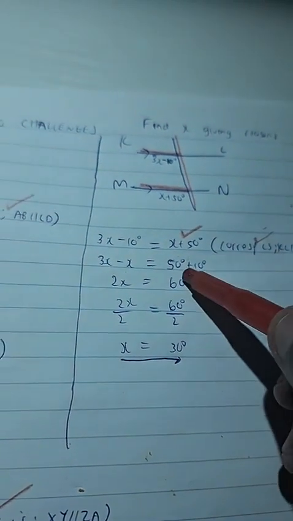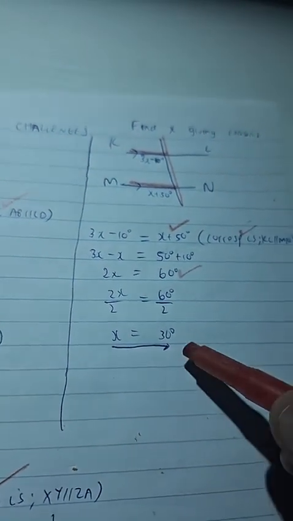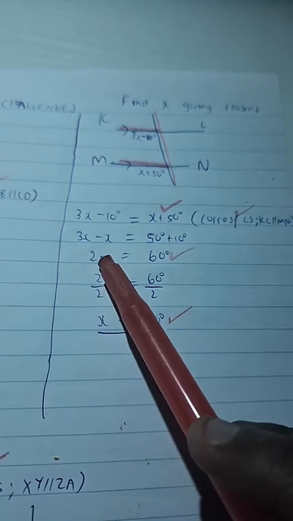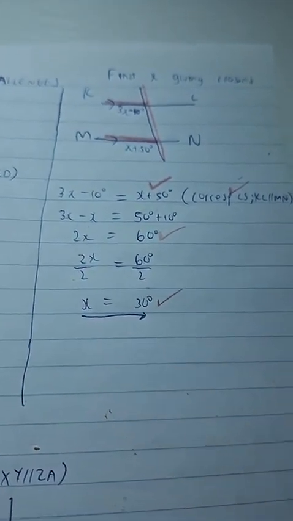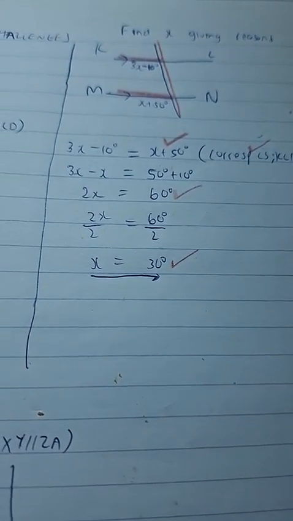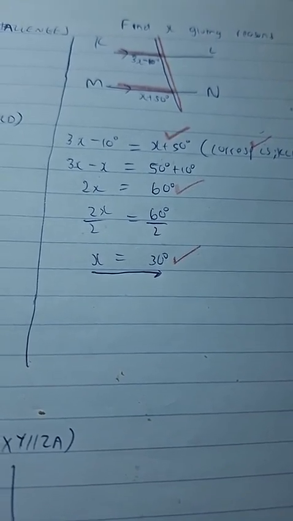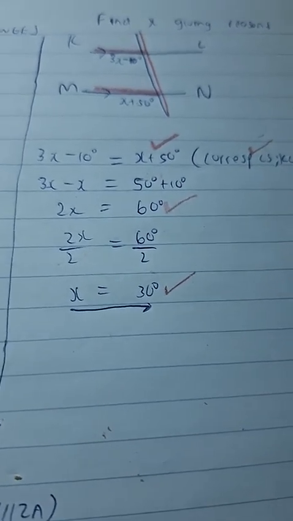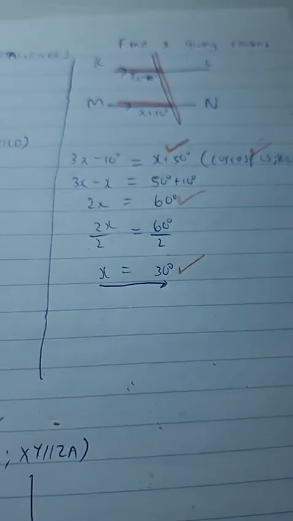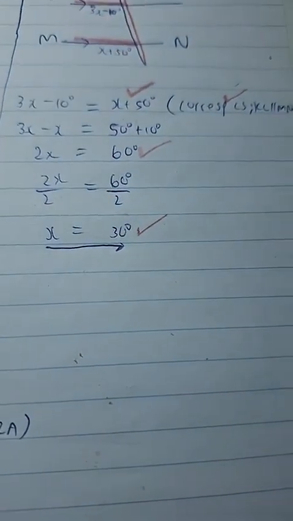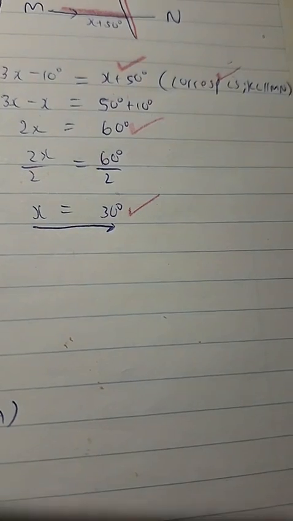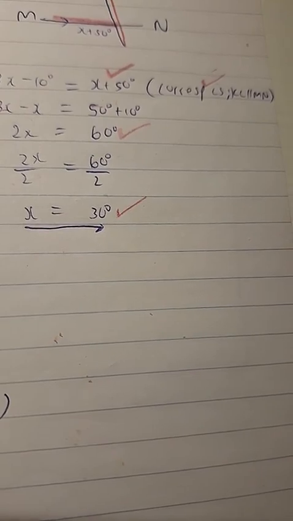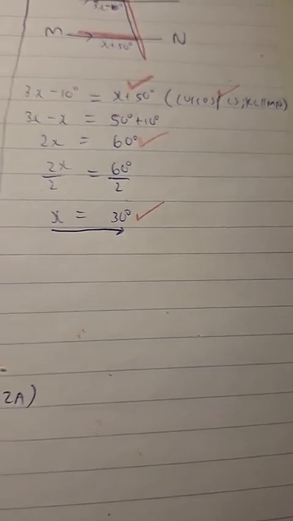You isolate, please, and then you divide both sides by the coefficient of x, which is 2, and then you get your answer. x is equal to 30 degrees. That wasn't too shabby, was it? Not too bad, was it? This is what I call maths in action. So we always need to make sure that that is happening.